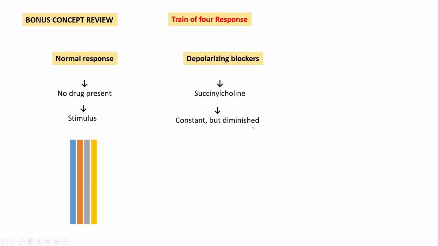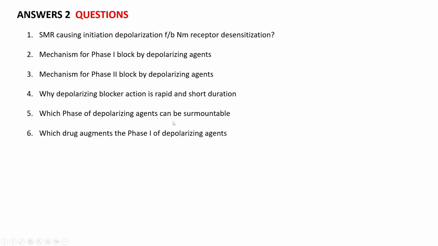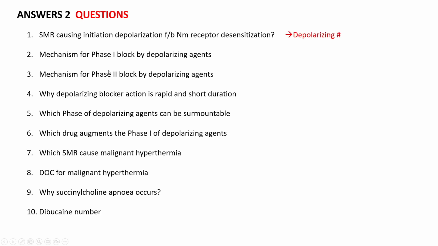Whenever you give succinylcholine, there will be constant but diminished twitches due to the persistent depolarization. So this is the phase 1 response, whereas due to the phase 2 blockade, there is a continuous diminished response. You can see the fall of the responses with respect to the twitching. The twitching magnitude has decreased, and this will differentiate the phase 1 and phase 2 block produced by succinylcholine.